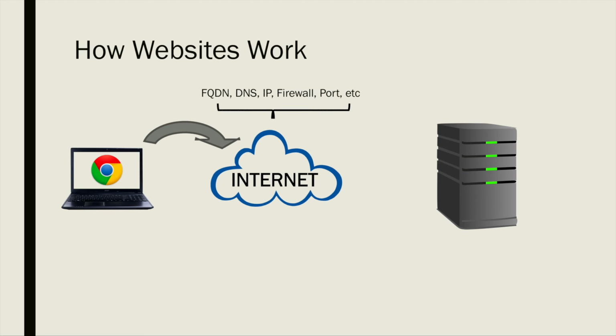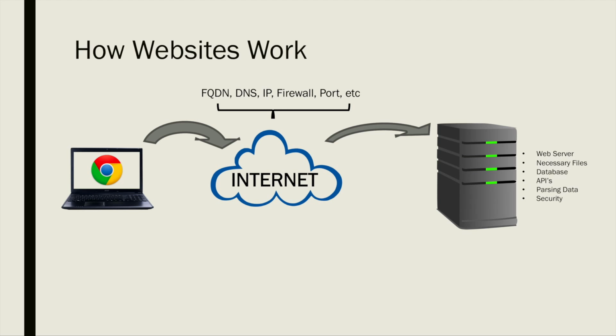The internet will be processing things such as the fully qualified domain name, or FQDN, running things through a domain name service or server, DNS, running things through the internet protocols or IP addresses, processing firewalls, making sure that ports are open, and other services behind the scenes. Beyond that, it takes the request and sends it to the proper web server to be processed.